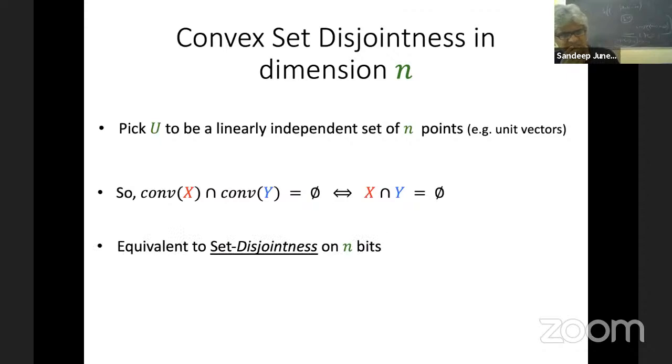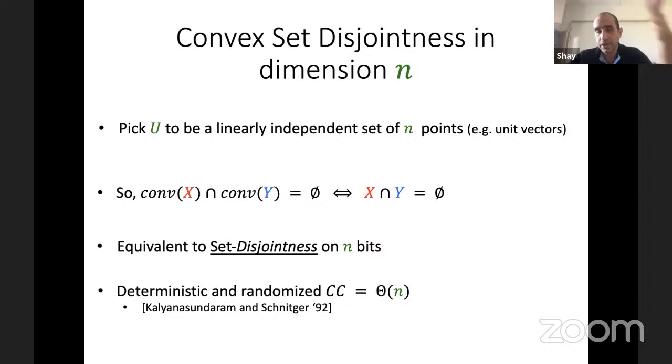And so this is equivalent to the famous problem of set disjointness, which was well studied in this context of Yao's model. And it is well known that there is no non-trivial protocol for this problem, namely the protocol in which Alice sends Bob the indicator function. So for each of the endpoints, whether it's in her set or not, she sends him n bits and then Bob decides, is an optimal or almost optimal protocol in this context.